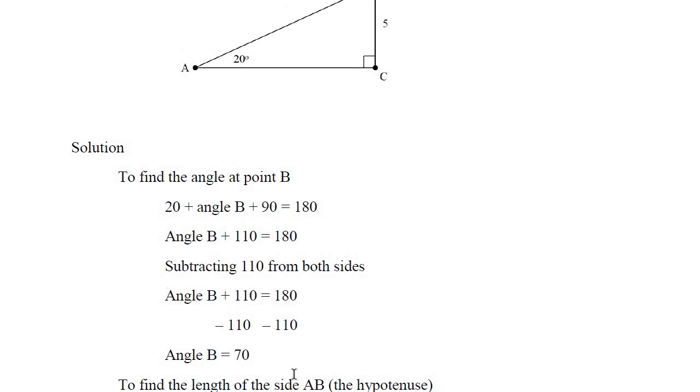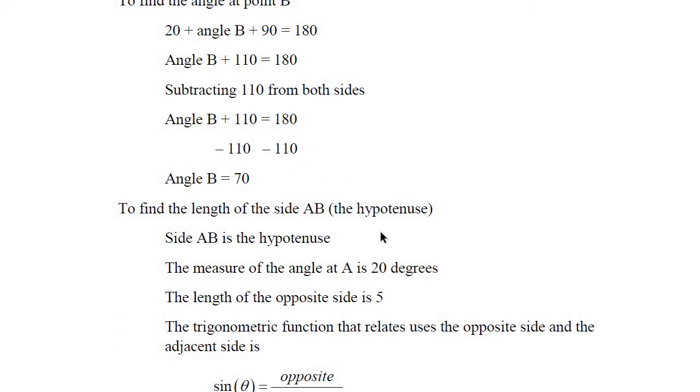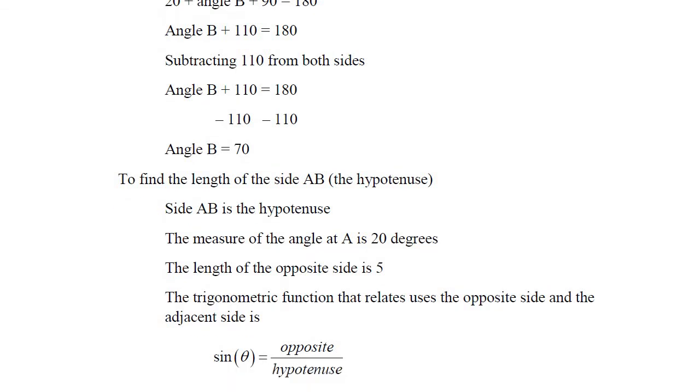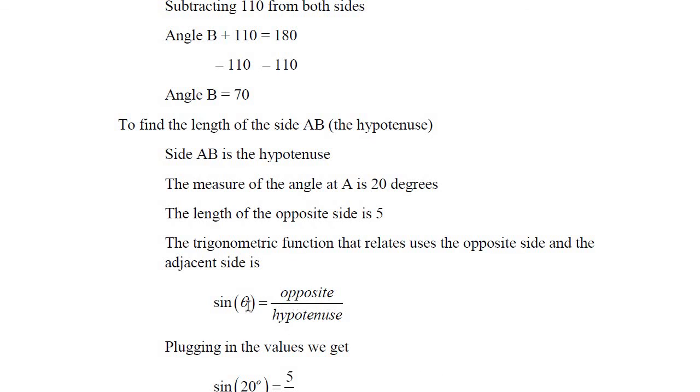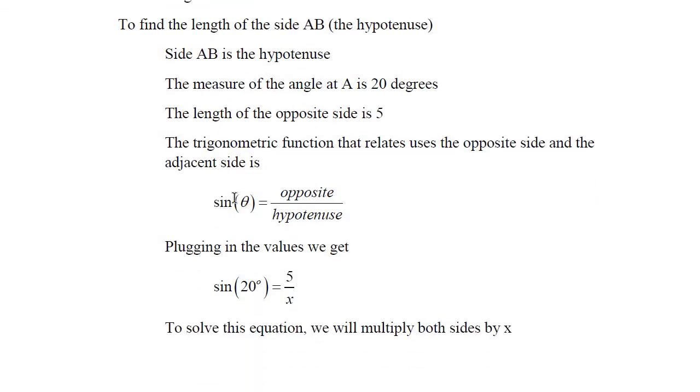Now we're going to find the length of side AB. So AB is my hypotenuse. I've got my hypotenuse and I have the opposite side. I know the measure at angle A, which is 20 degrees, and the opposite side is 5. The trigonometric function that uses the opposite and the hypotenuse is sine. So if I plug the values in, my opposite is 5, my angle is 20 degrees, and the hypotenuse is what we don't know, so that's going to be x.